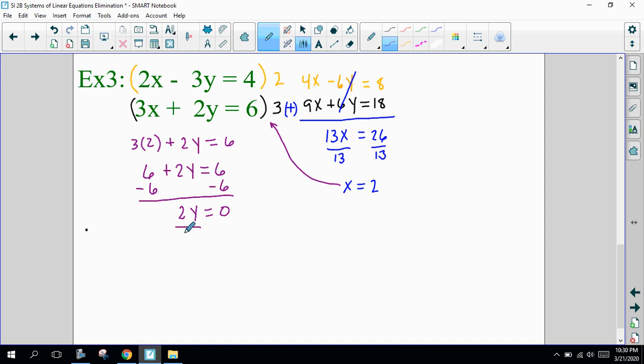To solve for y, you would just divide by 2. And we divide each side here by 2. And I end up with a y value of 0 divided by 2 ends up being 0. So in the end, the final answer for this one is an x value of 2, a y value of 0, and we have solved using elimination when we had to multiply the equations to get the same number in front of a variable.